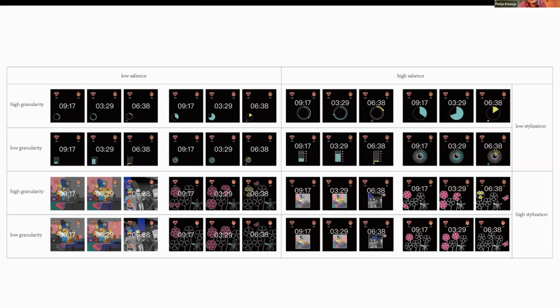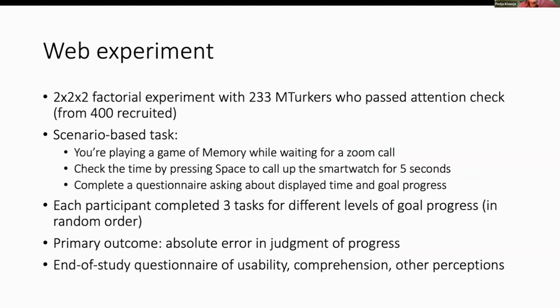And so she did a bunch of these kinds of designs, and then ran a web experiment, right? She ran an experiment on Mechanical Turk to study smartwatches, where we were able to recruit over 200 Mechanical Turkers. We set this up as a game of memory, and Yushan wrote a memory game that plays on the web, where people were told that they're expecting a meeting over Zoom, and while they're waiting for the meeting, they play a memory game. To check whether it's time for the meeting, they were supposed to hit the space bar, which would display a smartwatch for 5 seconds.